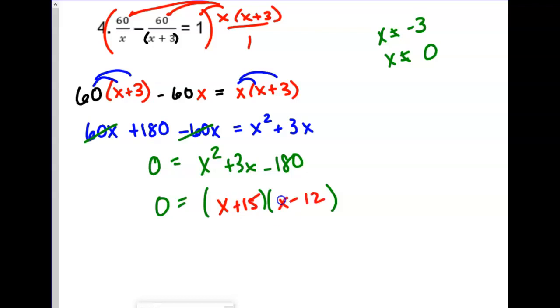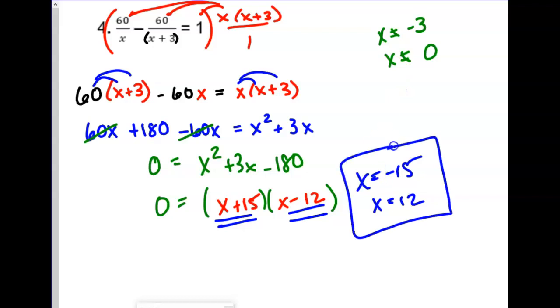That would factor nice. Adds up to 3 in the middle like we wanted. So remember, guys, you're trying to solve your factors, give me solutions. So this one gives you x equals negative 15, and this one will give you x equals 12. Neither of which were my excluded values from the beginning of the problem. So I'm going to box them in and walk away.